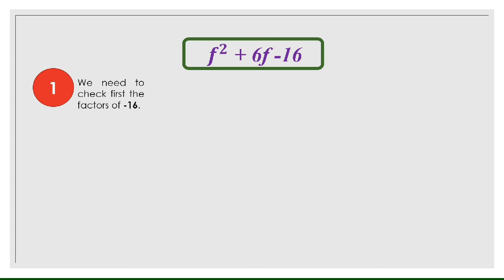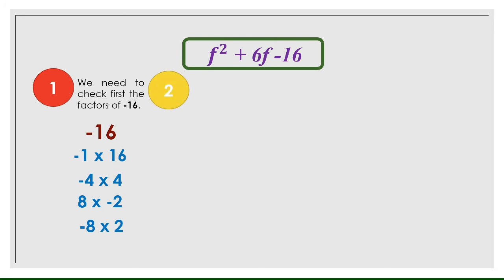We firstly need to check the factors of negative 16. What I'll be presenting are just some, not all, of the factors of negative 16. So, we have first, negative 1 times 16, which will give us a product of negative 16. Next is negative 4 times 4. When we multiply it, it would also give us a product of negative 16. And 8 times negative 2. When we multiply it, that would also give us a product of negative 16. Last one, we have negative 8 times 2, which will also give us a product of negative 16.